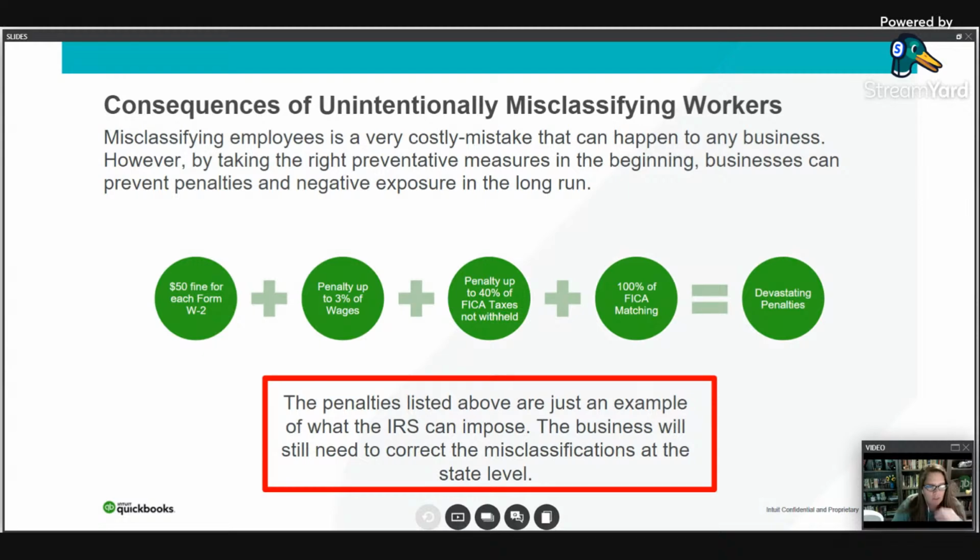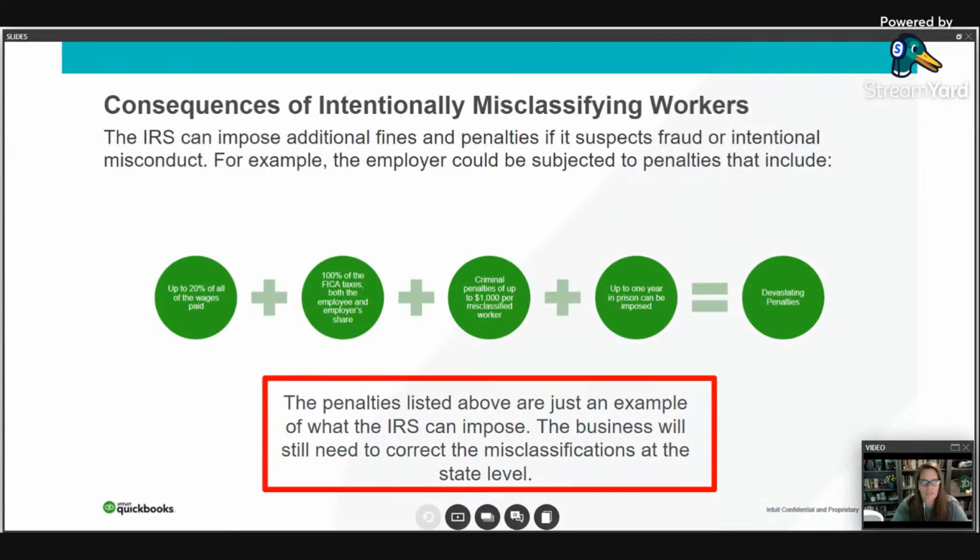There's also a failure to pay taxes penalty equal to 0.5% of the unpaid tax liability for each month, up to 25% of the total tax liability. It's going to cost a whole lot of money. So if there's any doubt, just put them on the payroll. It's a lot easier, right?